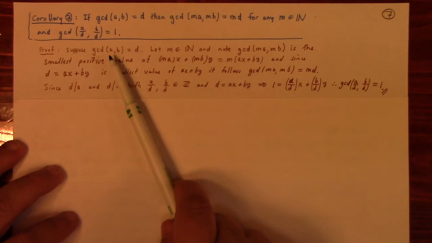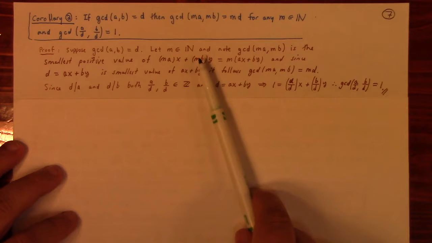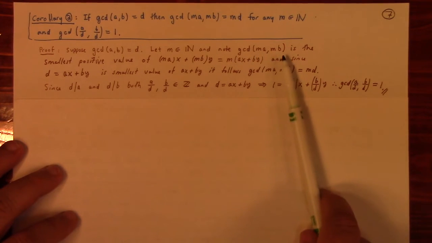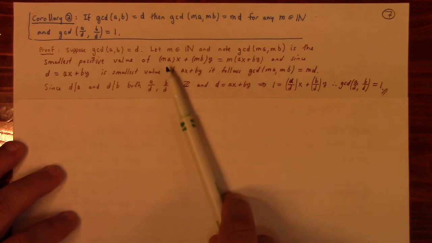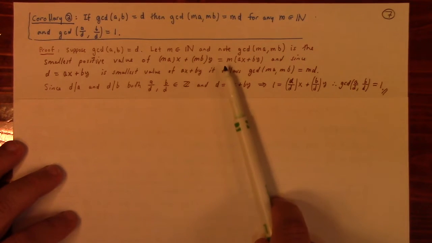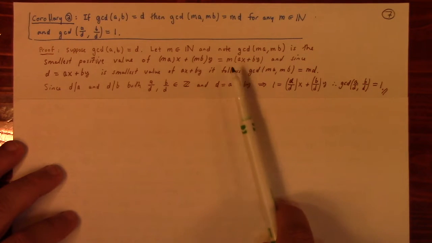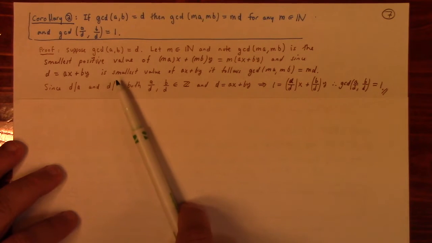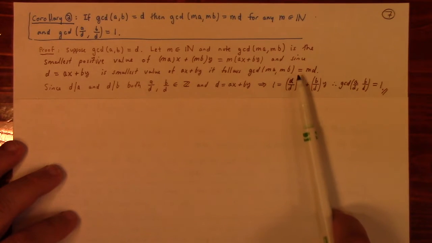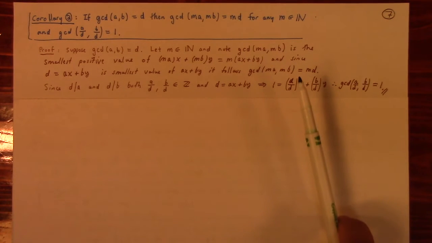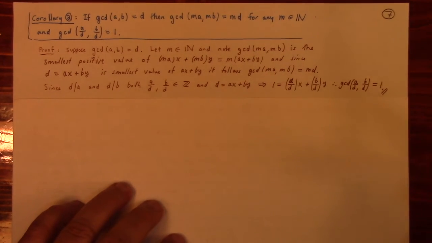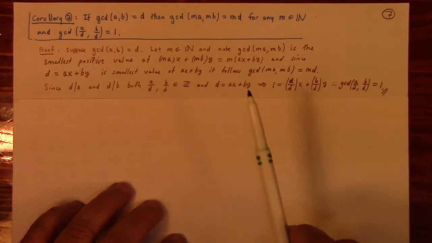So suppose the GCD is d. Let m be a natural number, and notice that the GCD of ma, mb is the smallest positive value of max plus mby. And so that's m times ax plus by. And since d is the smallest value of ax plus by, it follows that the GCD of ma, mb is md. Now, there are other ways you could prove that, so if you don't like the way I proved it, prove it a different way.